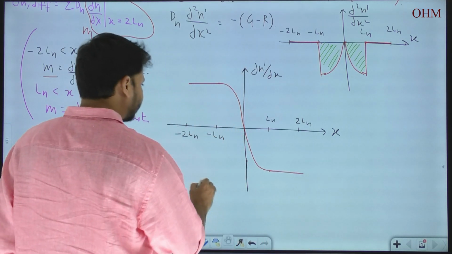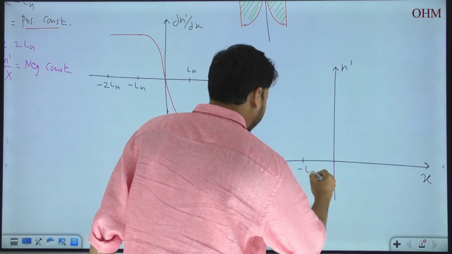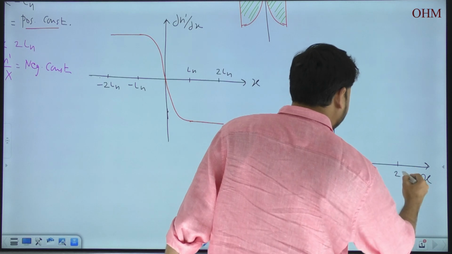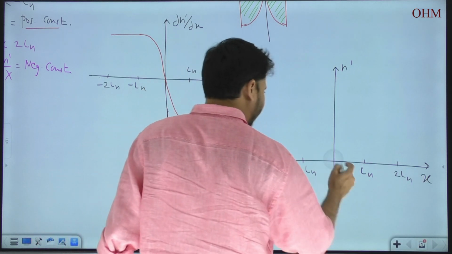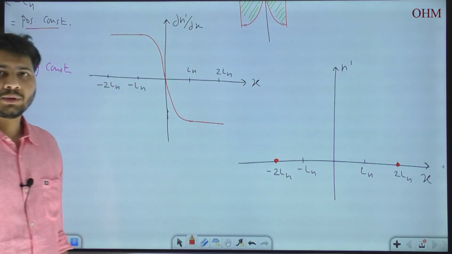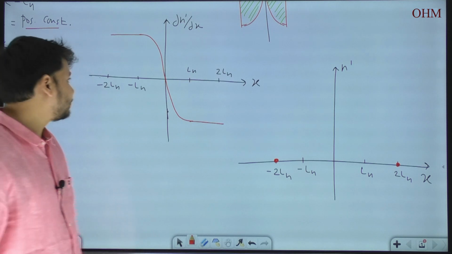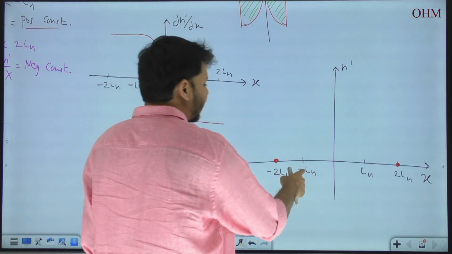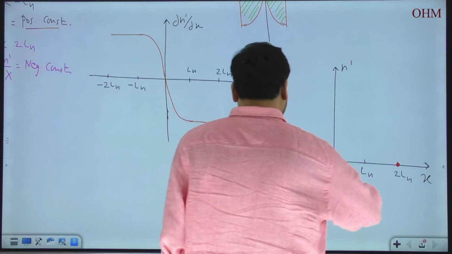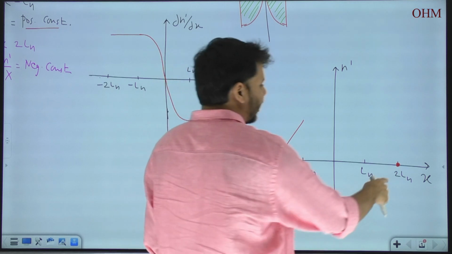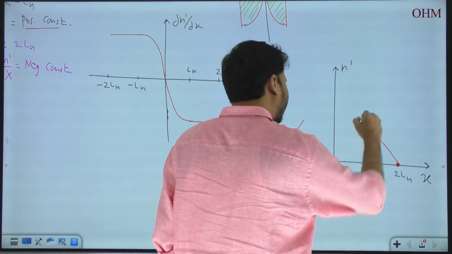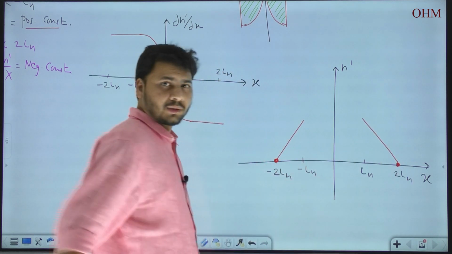I'll just move this up. So n prime versus x, there is minus ln, minus 2 ln, again ln, 2 ln. Already we know at the two ends of the semiconductor, the value of n prime, or the excess minority carrier concentration, is 0. And from minus 2 ln up to minus ln, n prime will linearly increase, right? So here also we have the same thing. And when you go from 2 ln to ln, again it would linearly increase. In fact, these two are symmetric.